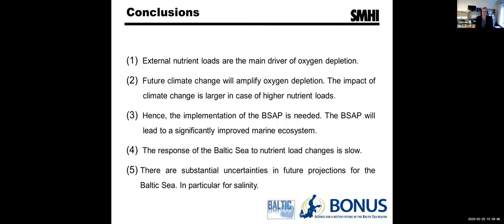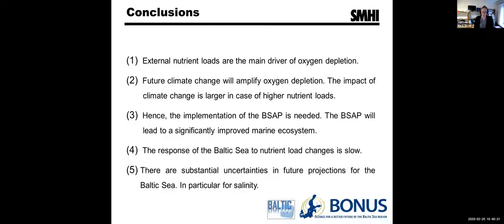So now to my conclusions: external nutrient loads are the main driver of oxygen depletion. And a future climate will amplify this oxygen depletion. So the impact of climate change is larger in case of higher nutrient loads. Thus, the implementation of the Baltic Sea Action Plan is needed. It's very important, and it will significantly lead to improved marine ecosystems. But we also need to remember that the response of the Baltic Sea is very, very slow. The Baltic Sea has high residence times, and things happen slowly.